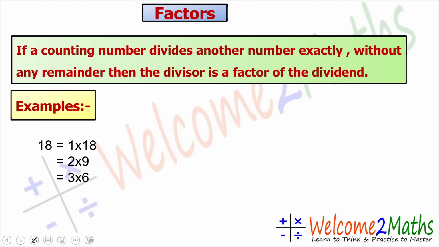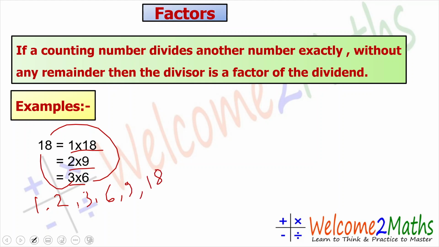You see, we have 18 here, and whenever we multiply 1 and 18, we get 18, and 2 and 9, we get 18, and 3 and 6, we get 18. That means 18 is divisible by 3, and 18 divided by 3 is 6, and 18 is divisible by 6 also. 18 by 6 is equal to 3. So that means these 1, 2, 3, 6, 9, 18 all are factors of 18.